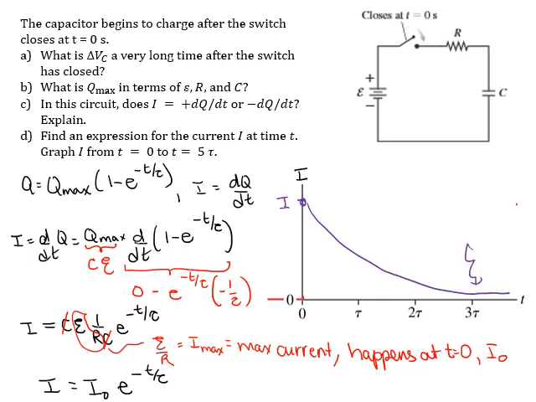What else we might point out here? At t equals 5 tau, our current is equal to 0.0001 times I0. Oh, I put too many zeros in there, I think. Sometimes it's hard to count off all those zeros. So at t approximately equal to 5 tau, that's when the current stops flowing and our capacitor is fully charged.